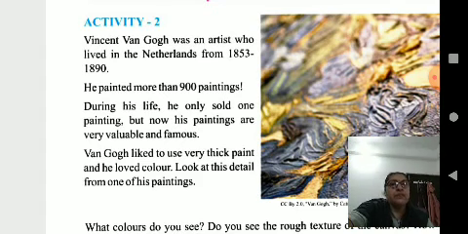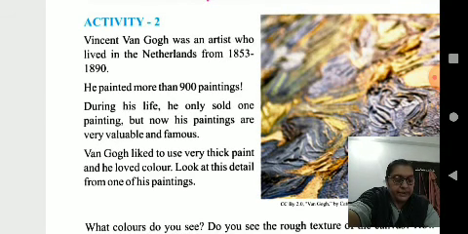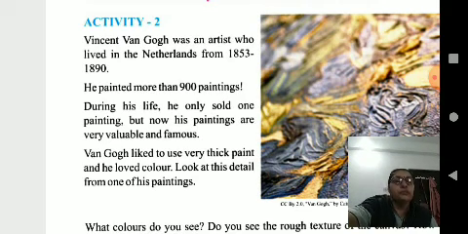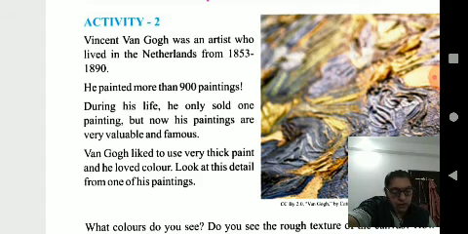In this activity 2, a glossary is given. Valuable: important. Texture: the quality of something that can be decided by touch, rough or smooth, soft or hard. We touch, then we understand whether it feels rough or hard or smooth. Bumpy: not smooth. Strokes: lines or marks made by a movement of a pen or a brush.